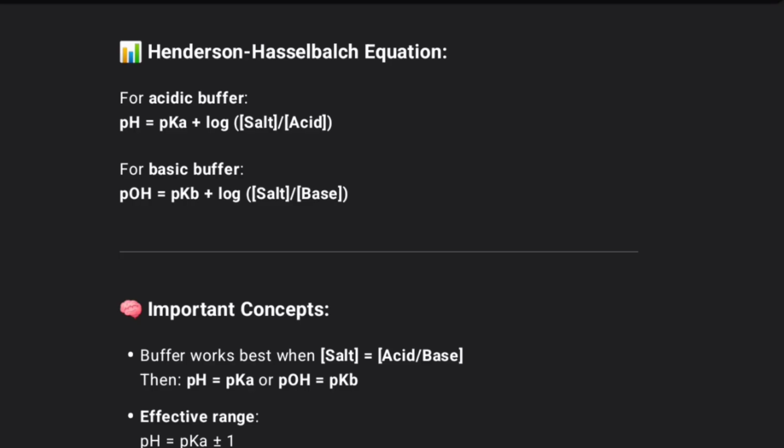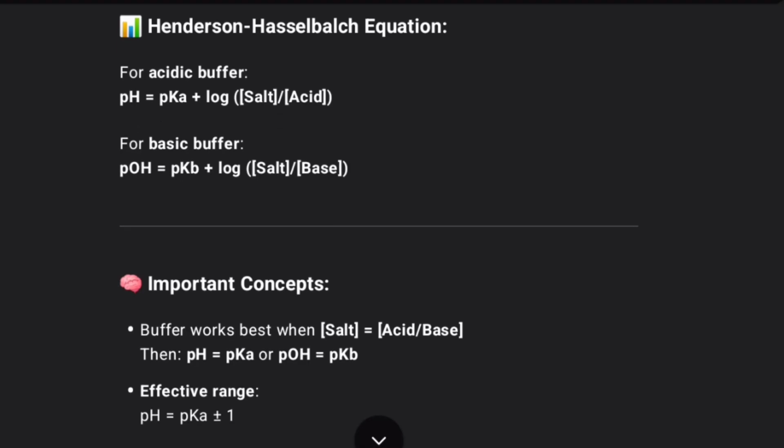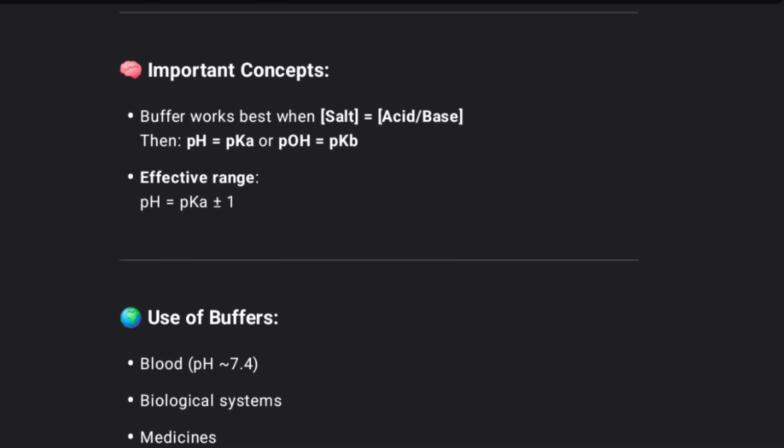For a basic buffer, pOH equals pKb plus log of salt over base. Important concepts. A buffer works best when salt equals acid or base, then pH equals pKa or pOH equals pKb. Effective range: pH equals pKa plus or minus 1. Uses of buffers: blood pH of 7.4, biological systems, medicines, industrial processes.